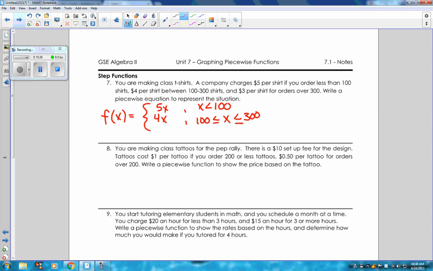Oh, yeah. Get the phone up, please. So what's my next equation? X is 3x, 3 over x greater than 300. 3 times. That's your answer. That one's easy. Try the next one.